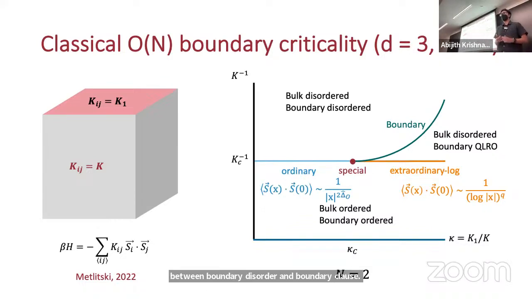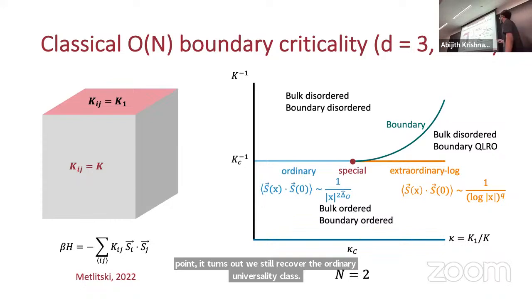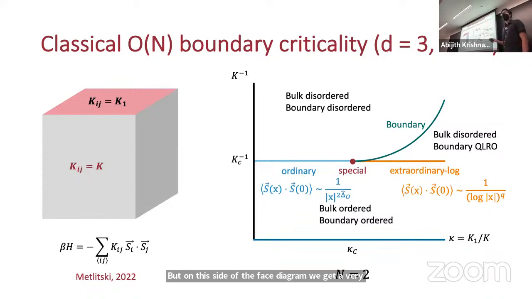And we can ask the same question. What happens as you tune the bulk to its critical point? It turns out we still recover the ordinary universality class, but on this side of the phase diagram, we get a very unique correlation function between the spins that does go to 0, but very slowly. It falls off as 1 over log x to some universal power. And this universality class, we call the extraordinary log universality class. It's really unexpected, and this extraordinary log universality class will be present in a lot of this talk.